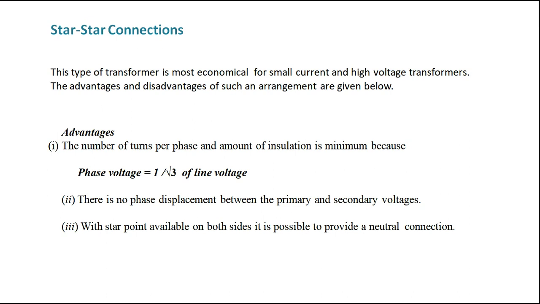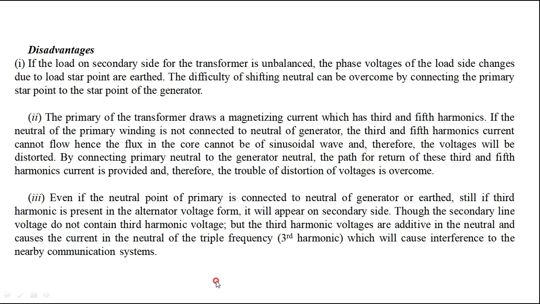Some of the advantages are that the number of turns per phase and the amount of insulation is minimum, because we know that the phase voltage is equal to 1 by root 3 times the line voltage. There is no phase displacement between the primary and secondary voltages. With the star point available on both sides, it is possible to provide a neutral connection. There is a possibility of connecting a neutral connection here.